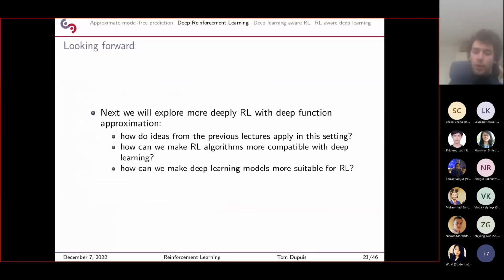So now we'll explore more deep relations between how you can use the ideas of deep learning in reinforcement learning and vice versa, especially deep-learning-aware reinforcement learning. So how do ideas from the previous lecture apply in this setting? How can we make the algorithm more compatible with deep learning? And how can we make deep learning models more suitable for reinforcement learning?